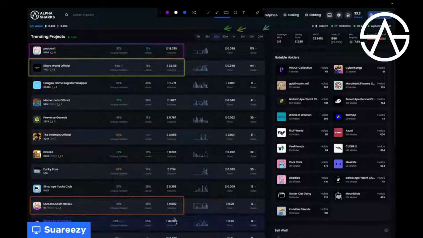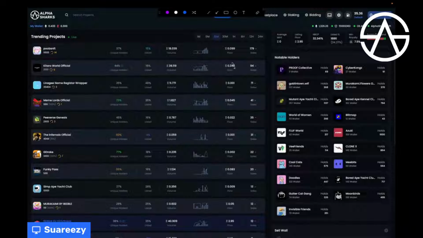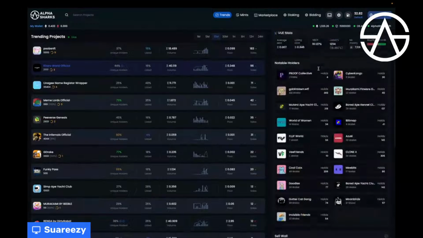So Ranga with 40 ETH traded, and Kataro just pushing that as well. I'm going to go into Kataro because it's a lower floor price, meaning there's probably more likelihood for sales to come in. So we're going to jump into Kataro.